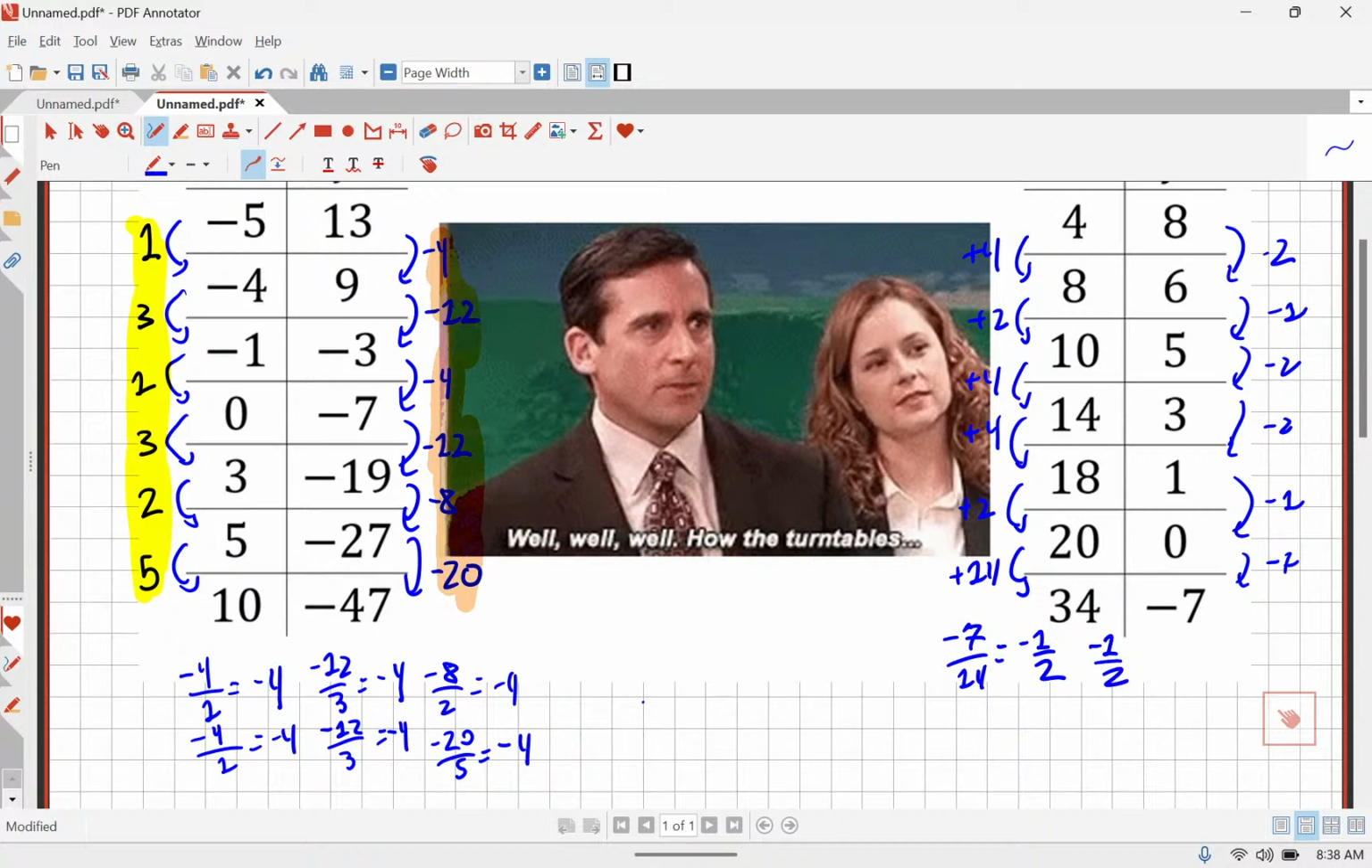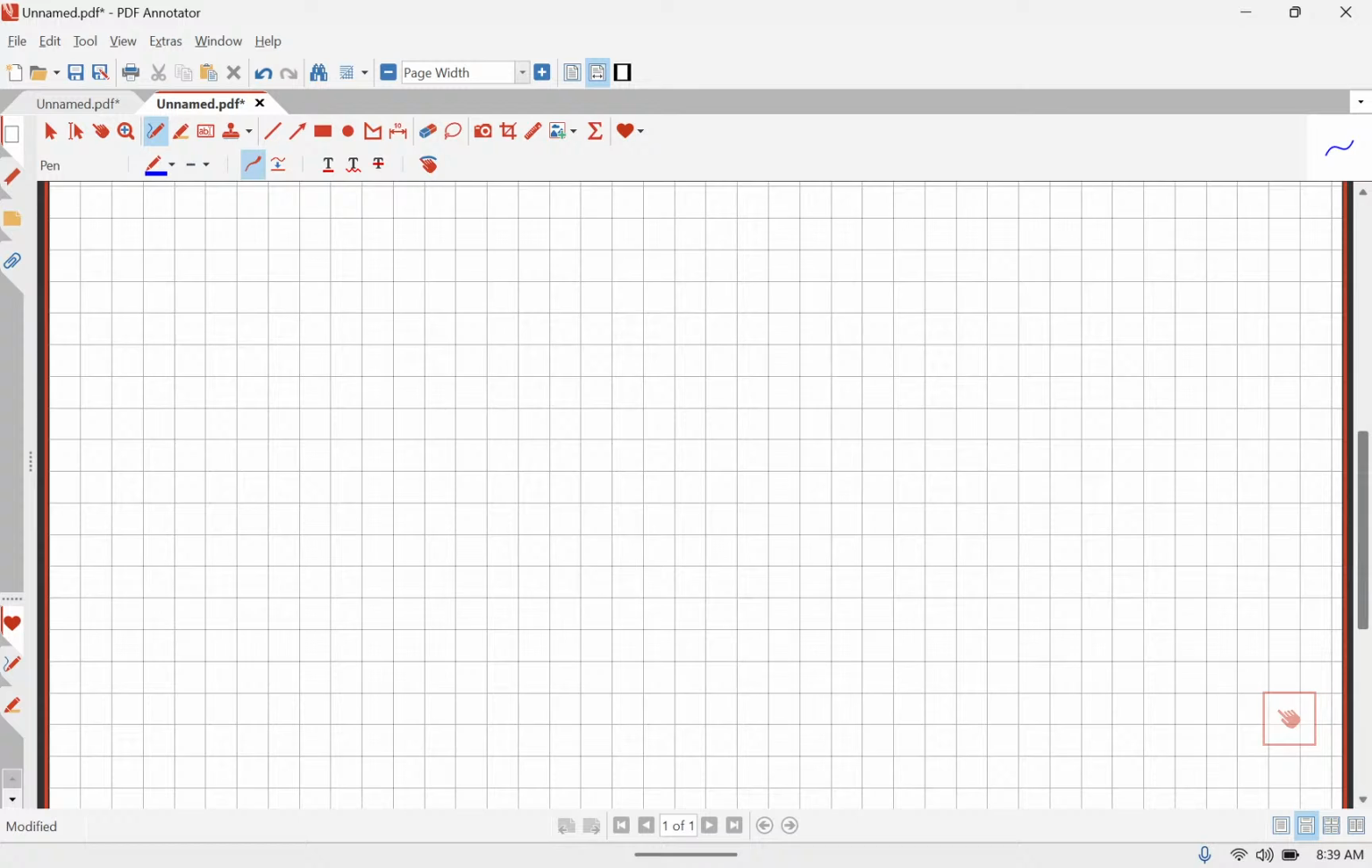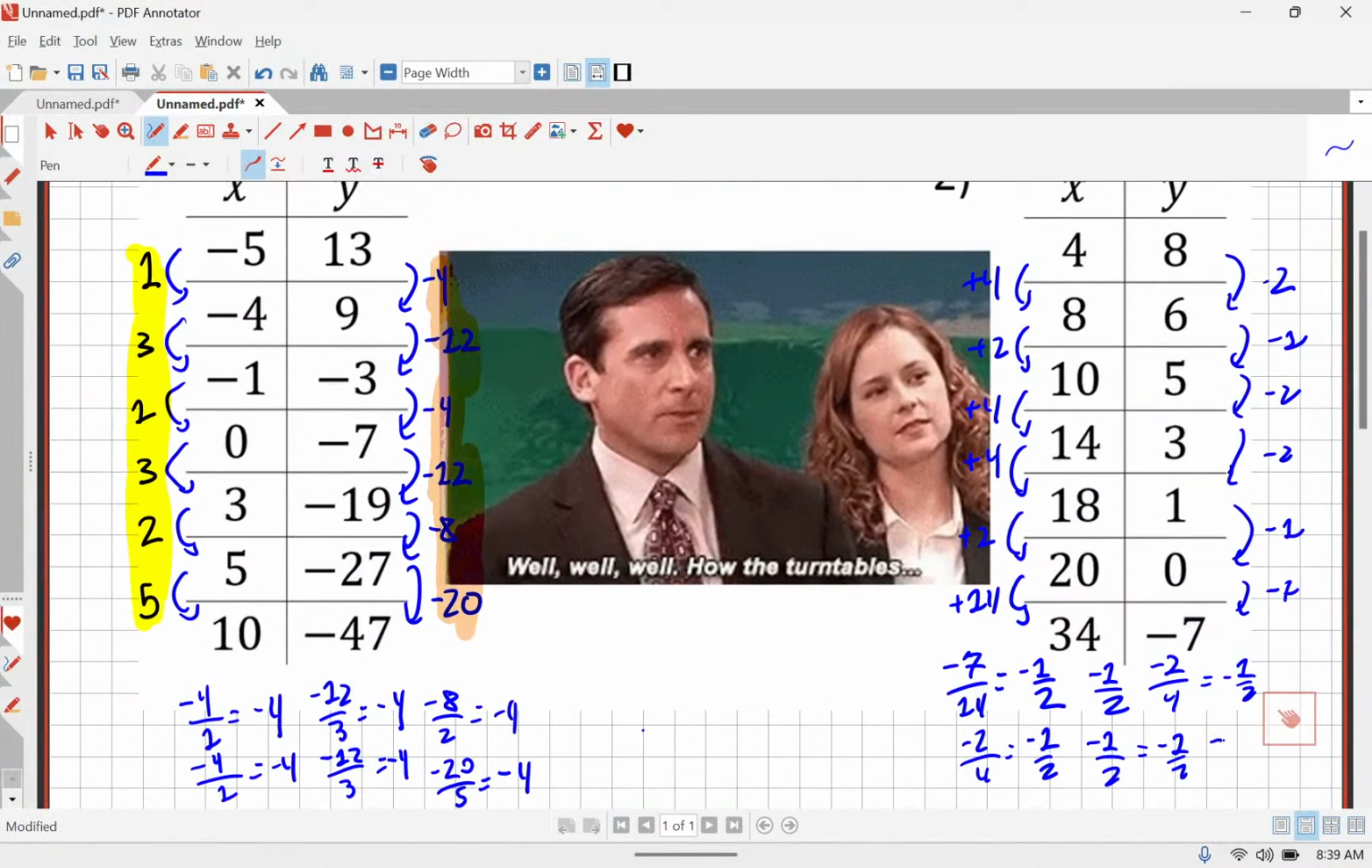Negative 1 over 2 is negative a half. Negative 2 over 4 is negative a half. Negative 2 over 4 is still negative 1 half. Negative 1 over 2 is negative a half. And negative 2 over 4 is still negative a half. So is this linear or nonlinear? Everyone, this is also linear.